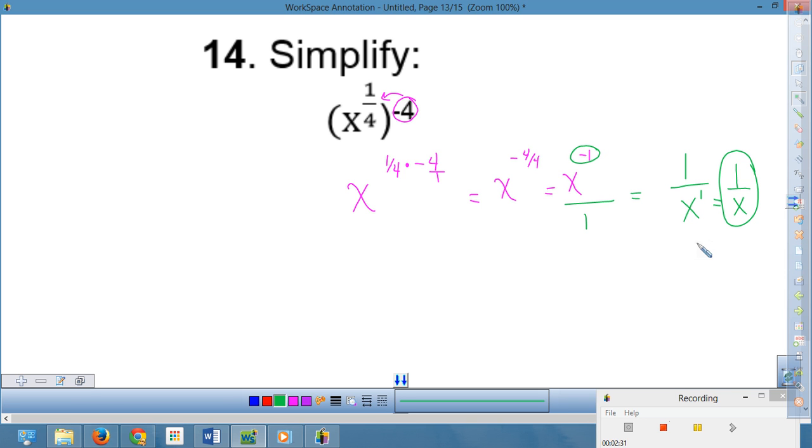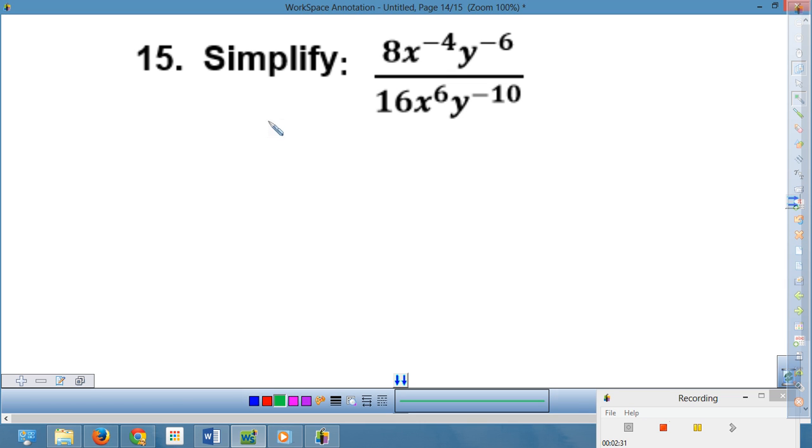Very quick and easy question if you know what you're doing. Question 15. Okay, we'll go through and look at this piece by piece. You want to look at the numbers first. You want to take 8 and 16 and divide them in your calculator, okay? And so 8 divided by 16 will reduce to 1 over 2.